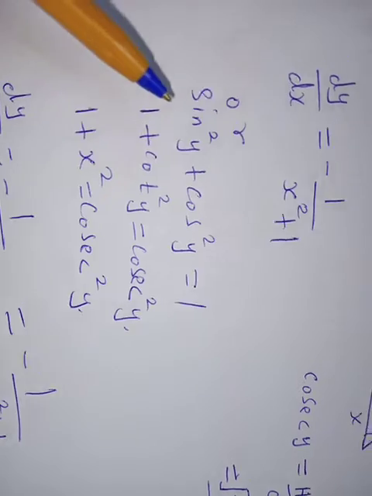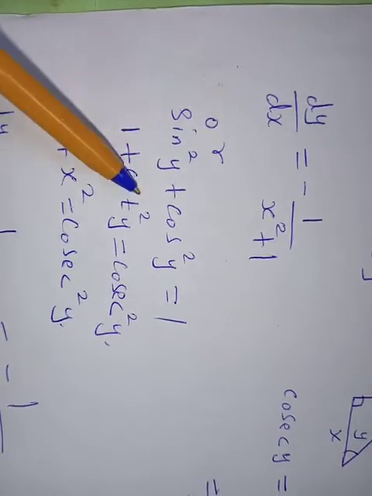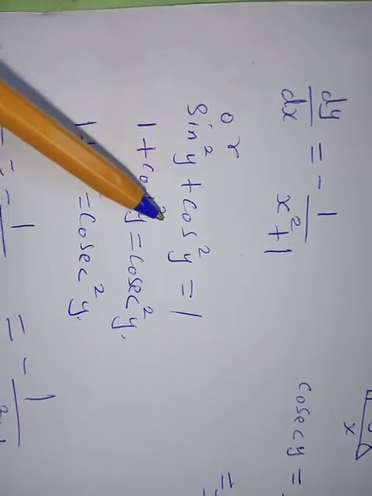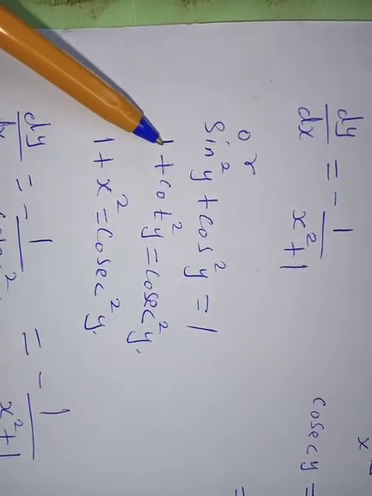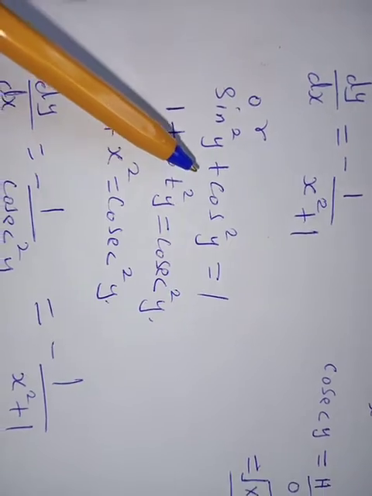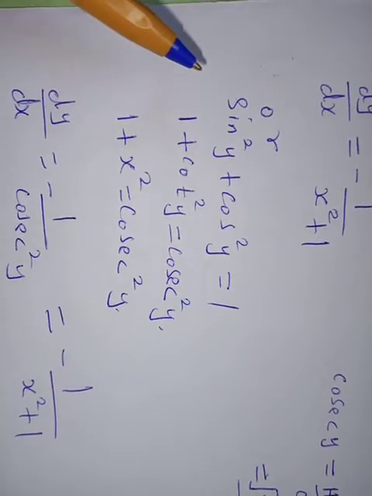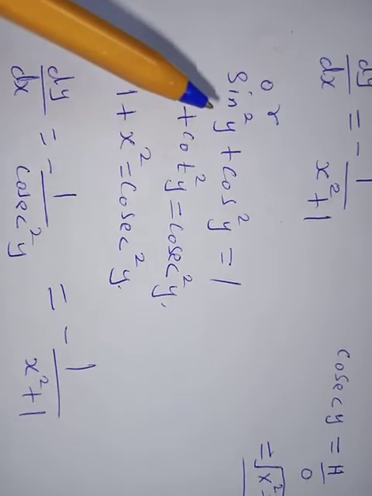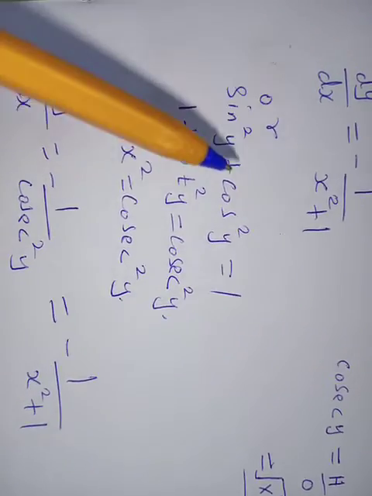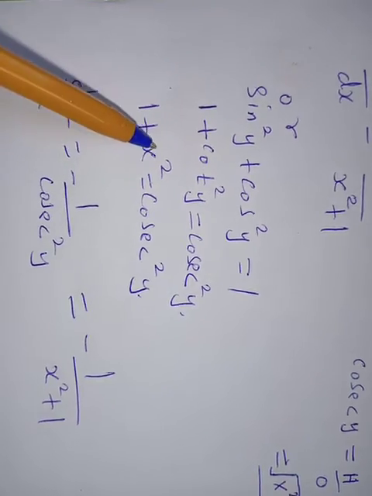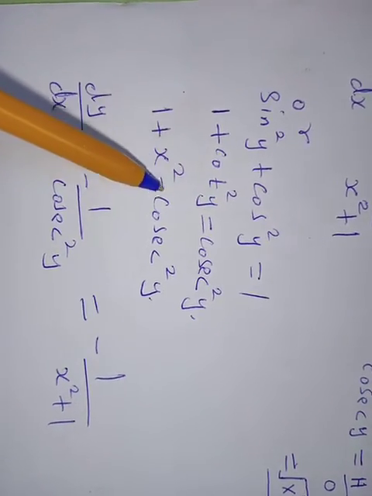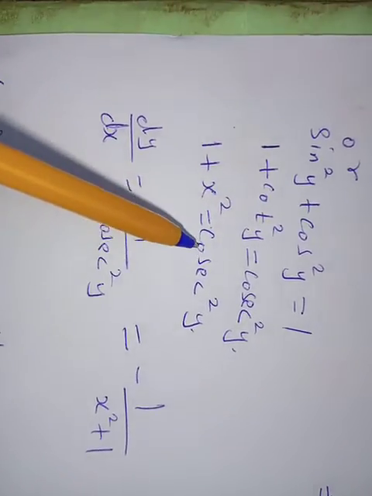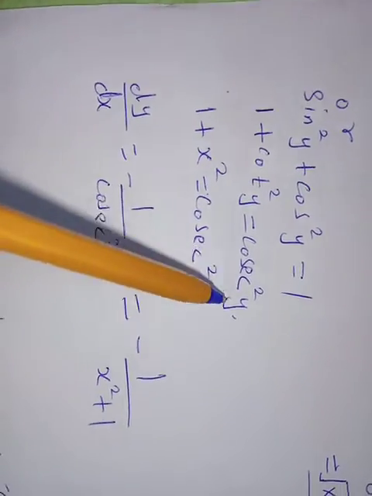Alternatively, you can use the trigonometric identity sin squared y plus cos squared y is equal to 1. Dividing both sides by sin squared y, we are left with 1 plus cos squared y over sin squared y, which is 1 plus cot squared y, equal to cosec squared y.